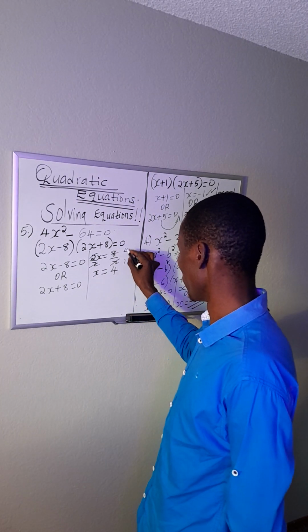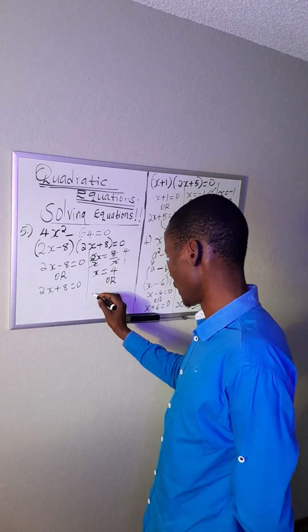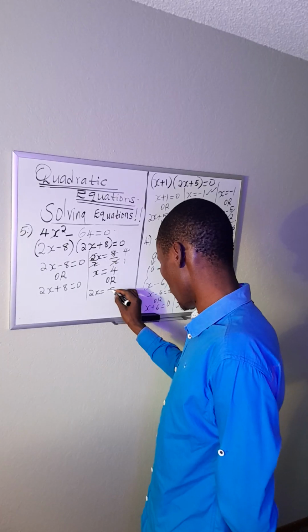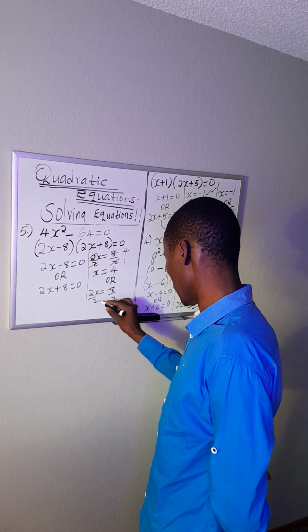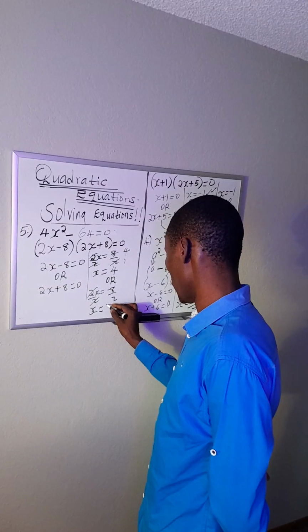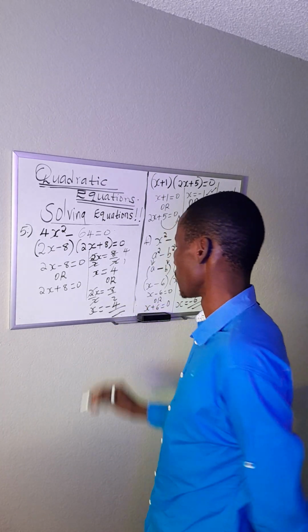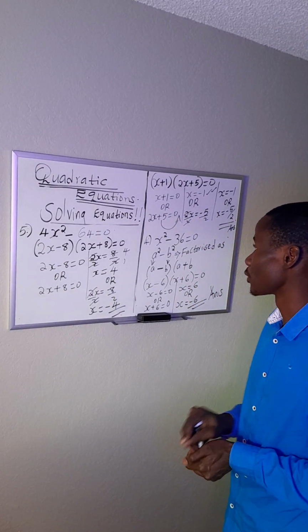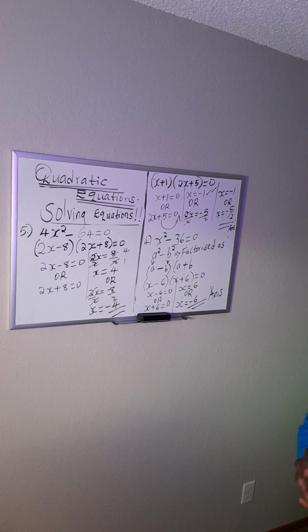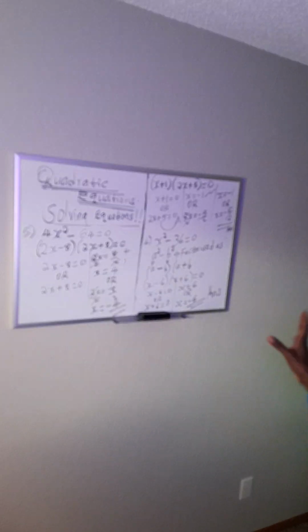For the second one, 2x is equal to negative 8. Therefore, out of 2, out of 2, what do we have? x is equal to negative 4. So those are the solutions, and that is how you can solve a quadratic equation. I hope you follow through and that it is very clear for you to go through as a student.